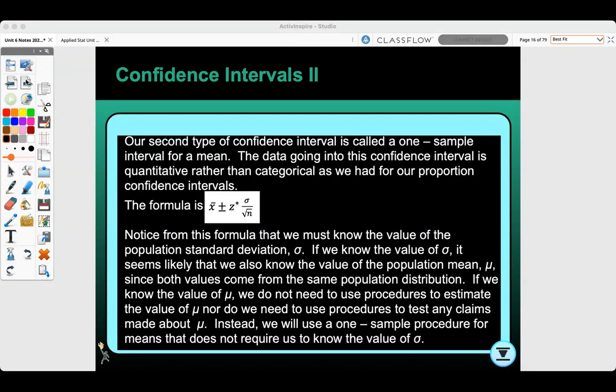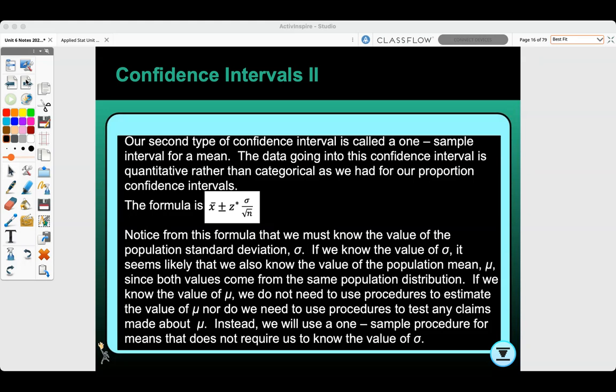Today we're going to talk about confidence intervals again. Our second type of confidence interval is called a one sample interval for a mean. The data going into this confidence interval is quantitative rather than categorical, as we had for our proportion confidence intervals. The formula is x bar plus or minus z star times sigma over the square root of n.